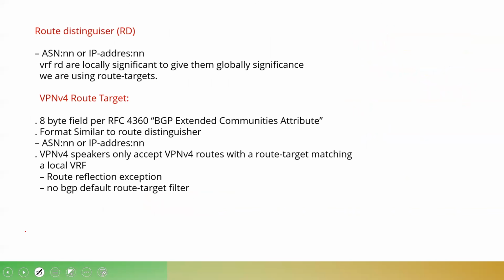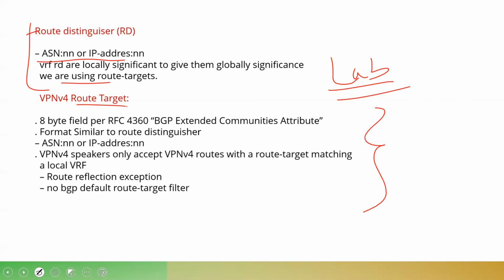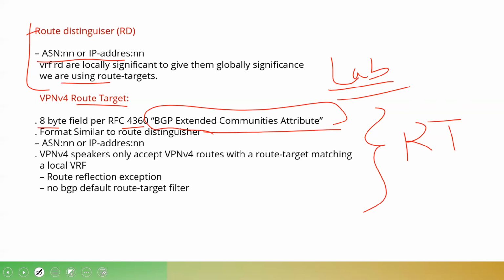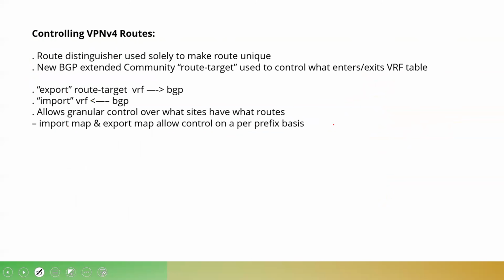Now, second very important thing here, so that's the tagging here. You can see that you can use ASN colon NN or IP address colon NN, and I'm going to show you this in the lab section, so you will understand more and more how we can create it, how we can mark it. But second very important point we have here is the route target, RT. Route target is something which has the significance when you are importing and exporting the routes. So this is an 8-byte field. You can check RFC 4360 for more information. This is part of BGP extended community, and how this route target is working.